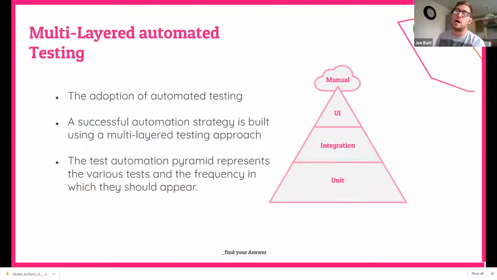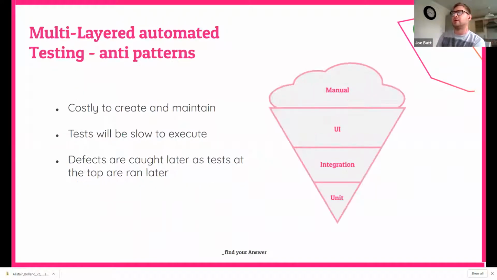And then finally, we've got manual tests. So these are tests which have a low automation ROI, or something like usability testing, which obviously you can't automate fully. There is an anti-pattern to this, so we've seen this from other companies, and it's called the ice cream cone.